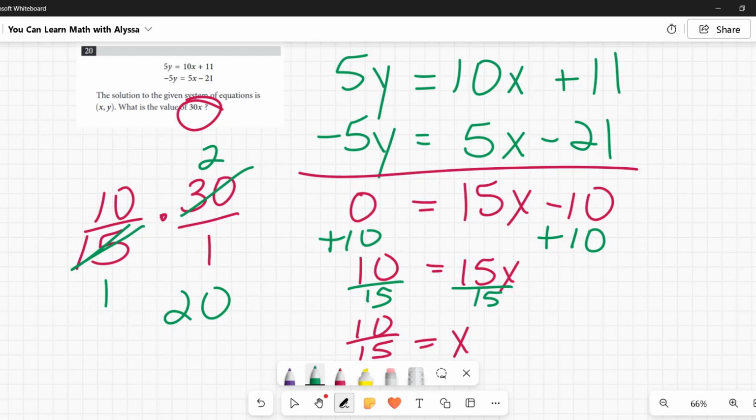And yes, at this point, if you're not comfortable multiplying fractions, you can use your calculator. I like multiplying fractions. I think it's a little quicker because I'm used to it, but you do you. You do what is going to give you the most accurate and fastest answer, which in this case is 20.